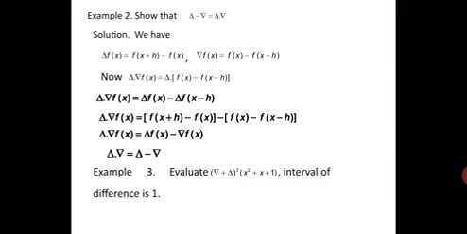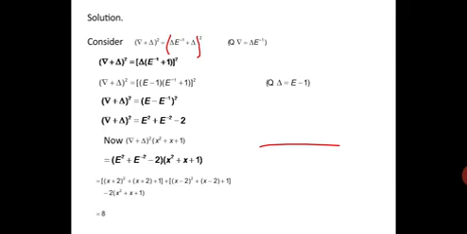Next one. Evaluate this term: backward difference plus forward difference whole square into x square plus x plus 1. He has given that the interval of difference is 1, that is, the h value is 1. So I have taken that problem.